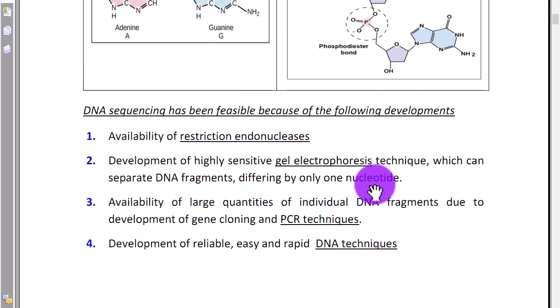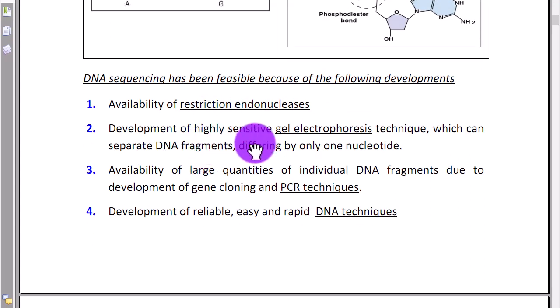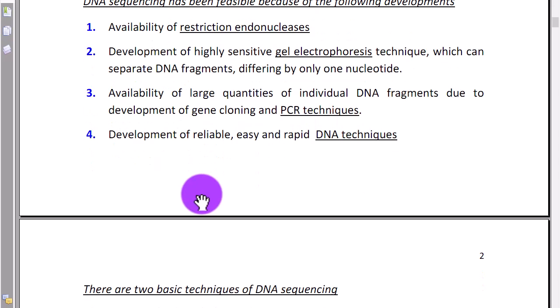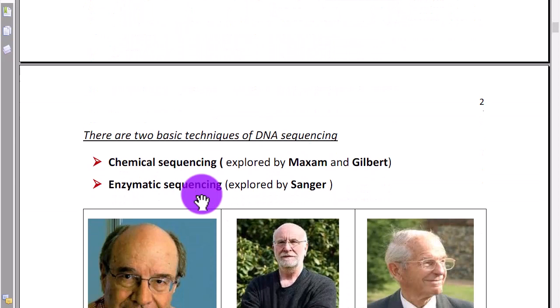DNA sequencing has been feasible because of the following developments: availability of restriction endonucleases, development of highly sensitive gel electrophoresis technique which can separate DNA fragments differing by only one nucleotide, availability of large quantities of individual DNA fragments due to development of gene cloning and PCR technique, and development of reliable, easy, and rapid DNA techniques.